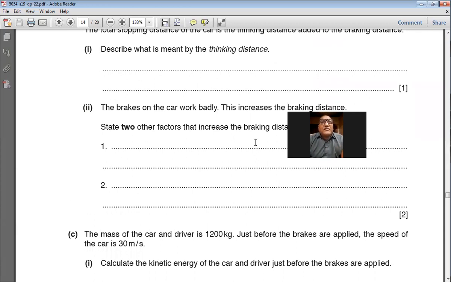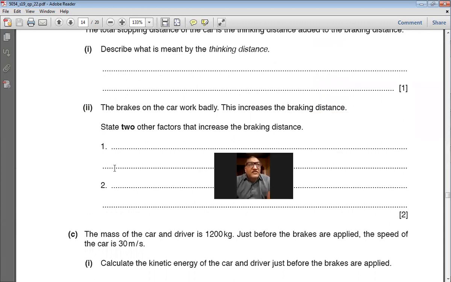Then we will see the second part, and then we will check its marking scheme and my written answer. The brakes on the car work badly. This increases the braking distance. State two other factors that increase the braking distance.